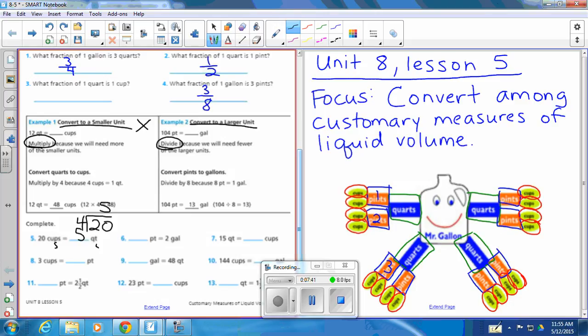Again, we can also use our picture to help us over here. So 20 cups. We have 1, 2, 3, 4, 5, 6, 7, 8, 9, 10, 11, 12, 13, 14, 15, 16. Okay, so that's how many quarts? One quart, 2 quarts, 3 quarts, 4 quarts, but we're only at 16. 17, 18, 19, 20 would make the 5th quart. Okay, so that's one way you can use the picture, and then you also know how to use the math for it.